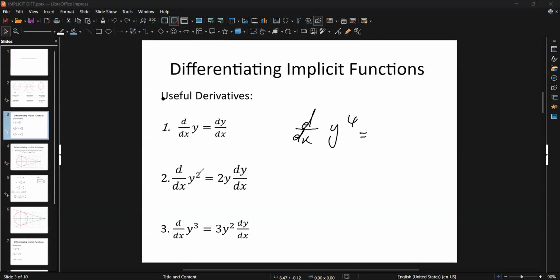Down here, I bring the 2 to the front and reduce the power by 1. Look down here, I bring the 3 to the front, reduce the power by 1. That's how I get this. So you bring the 4 to the front, you get 4y cubed. And then you always stick in dy dx at the back. This comes from differentiating whatever function is in the place of y. And that's it. So you're going to use this now to differentiate any implicit function.